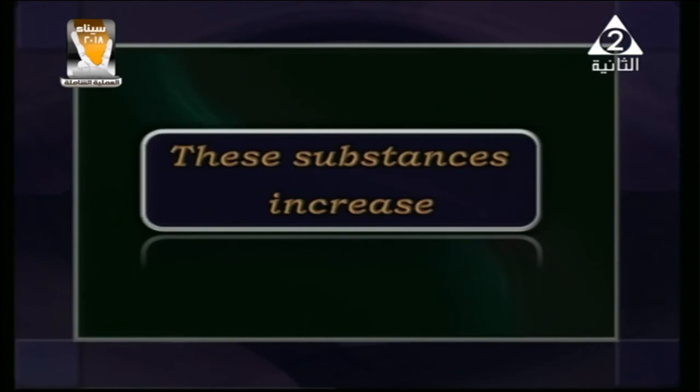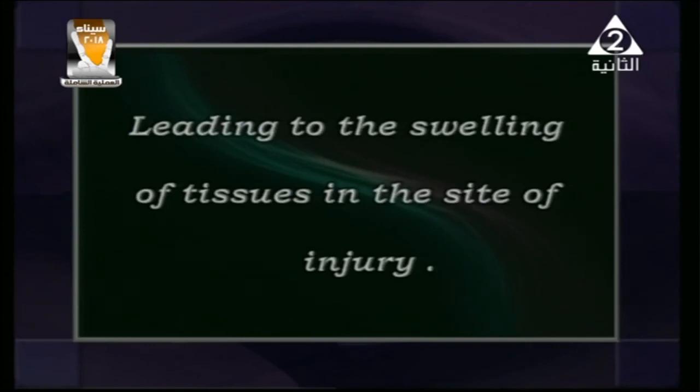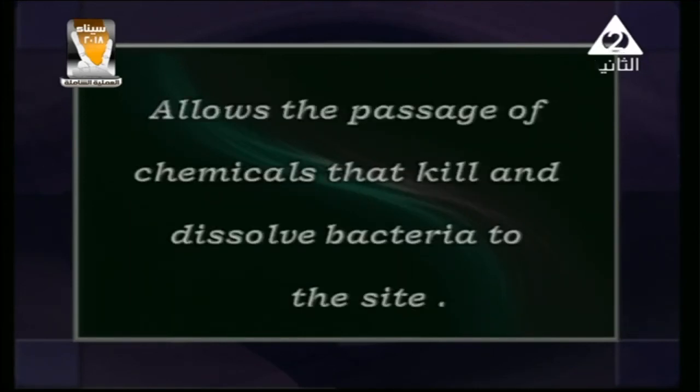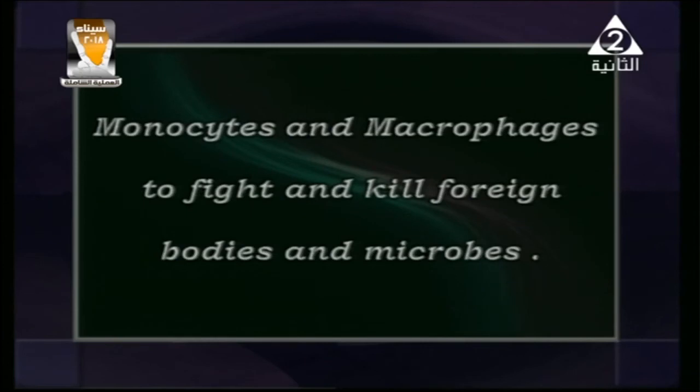These substances increase, first, the permeability of arterioles, meaning the branches of the arteries, and blood capillaries to blood fluid, which then leaks from the blood circulation. Second, this leads to swelling of tissues at the site of injury, and also allows the passage of chemicals that kill and dissolve bacteria to the site of the infection. The increase in the permeability of blood vessels also enables white blood cells such as neutrophils, monocytes and macrophages to start fighting and to kill foreign bodies and microbes.